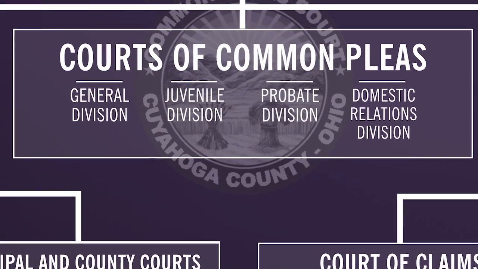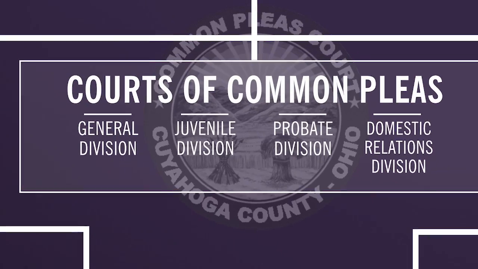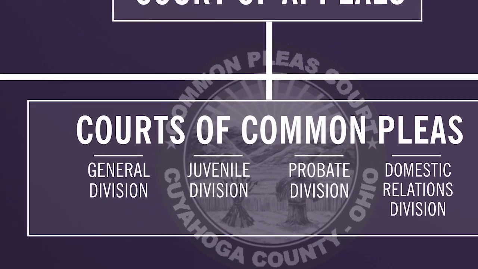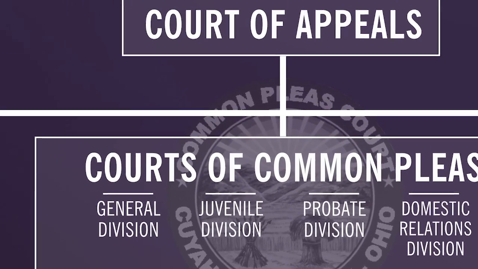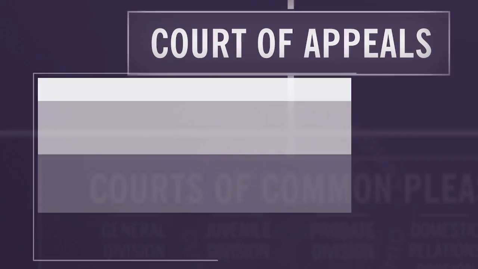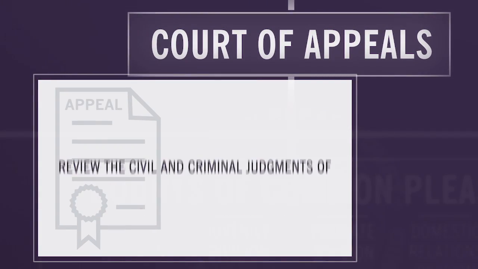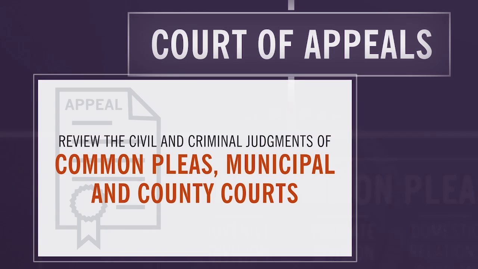Defendants in criminal cases who are found guilty, or either party in civil cases, have the right to appeal if they believe an error was made by a lower court. State appeals courts review the civil and criminal judgment of common pleas, municipal, and county courts.